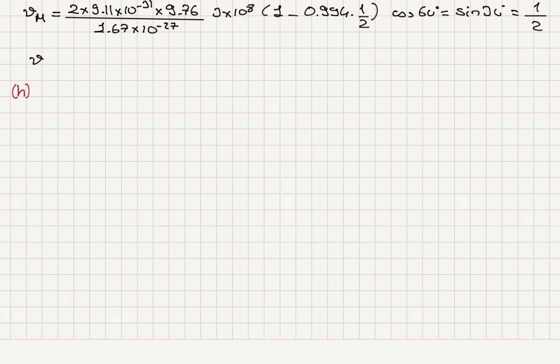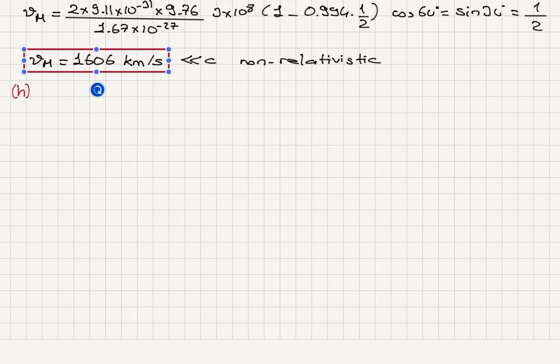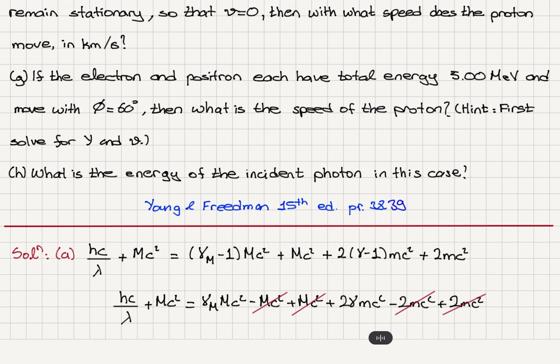This gives me the speed of the proton to be 1606 kilometers per second, which is much less than c, so therefore it is non-relativistic. Therefore the expression I used was correct. Okay, so part H of the problem.